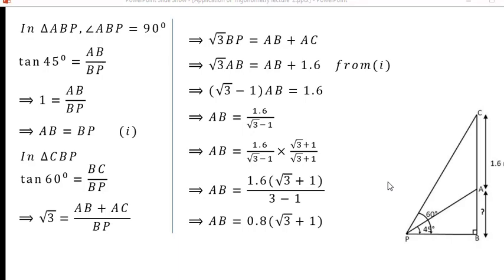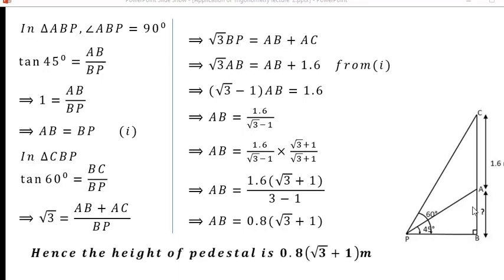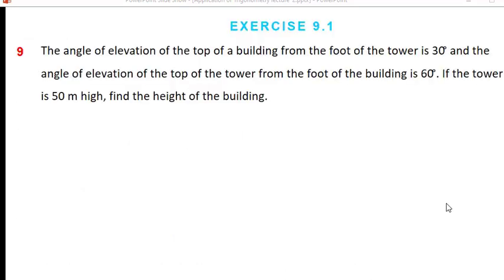I don't think we need to discuss how we rationalize the denominator, right? You are familiar with the rationalization of the denominator, so you can do that. So AB is 0.8 into (√3 plus 1). That gives me the height of the pedestal as 0.8 into (√3 plus 1) meter. Now let us see the next question.